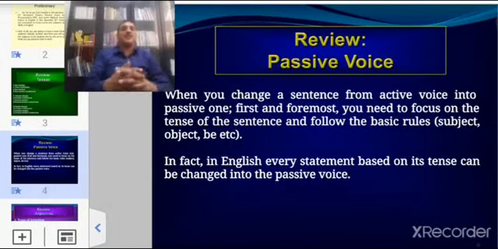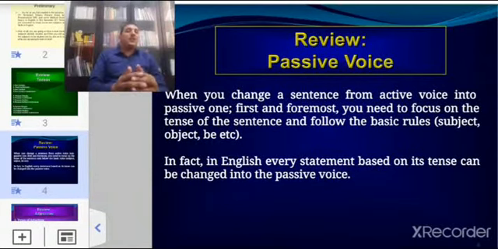Let us see what's next. Review over passive voice. When you use passive voice, we have to change something regarding the structure of the sentence. Passive. In Arabic, المبني للمجهول أو اسم المفعول. اسم المفعول ينطبق تماما على هذا العنوان.